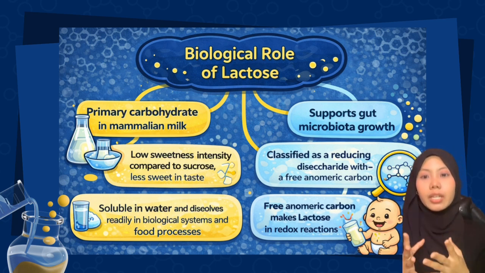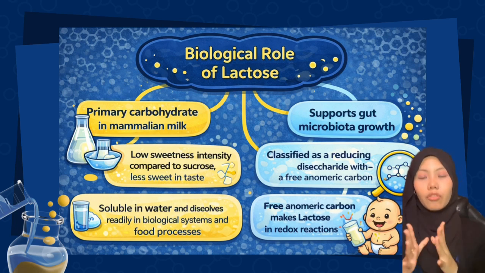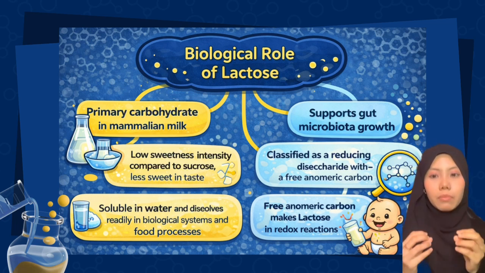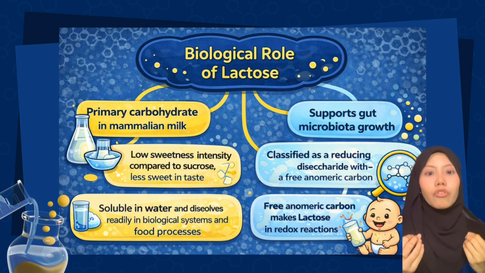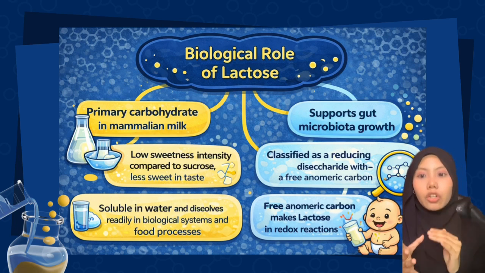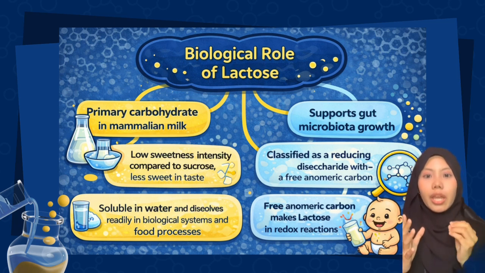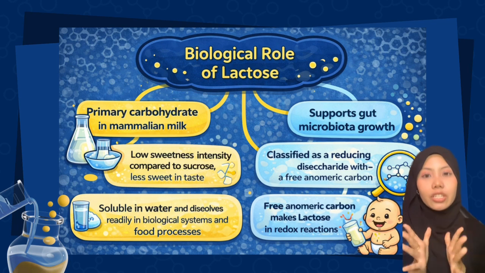Lactose is the primary carbohydrate present in mammalian milk and serves as an important source of nutrition for infants. After digestion, lactose provides metabolic energy, supplying approximately 4 kilocalories per gram. In addition, the breakdown product of lactose helps support the growth of beneficial gut microbiota. This contributes to healthy digestion and nutrient absorption, especially during early stages of development.